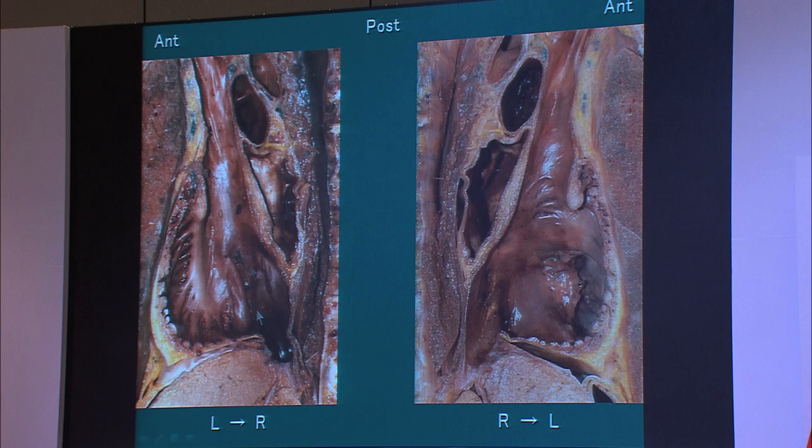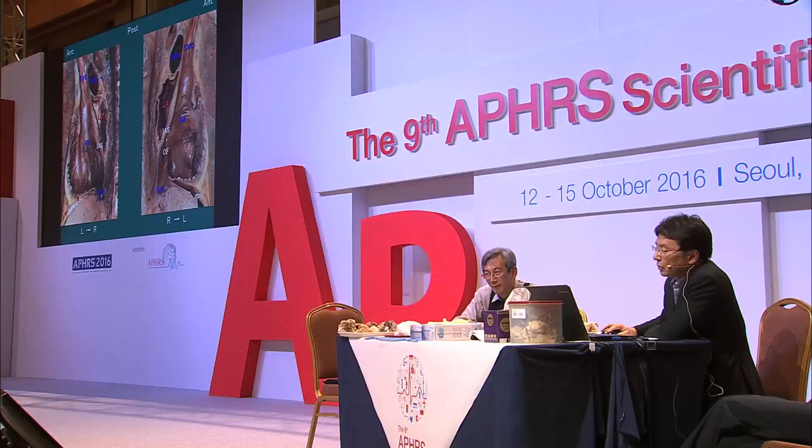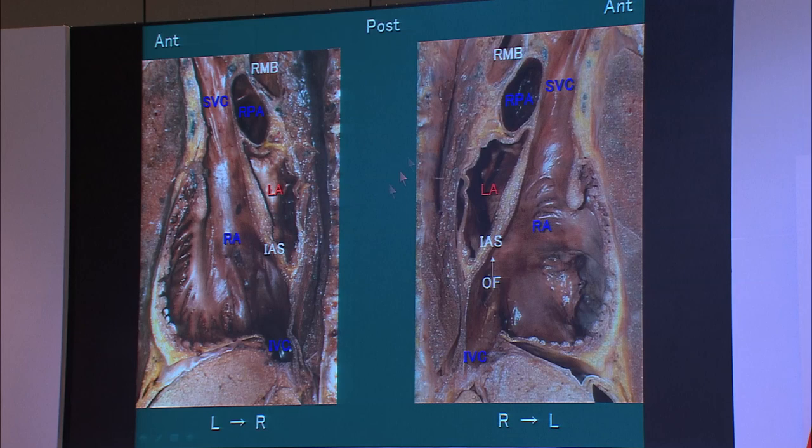So let me confirm the parts of the RA. Here is the RA, and at the back there is the interatrial septum, the fossa ovalis, and the IVC, SVC, and right pulmonary artery. The right pulmonary artery is just above the left atrial roof. This is the right main bronchus. Here are RS, RI, LSPV, LIPV. The terminal crest just goes down here.